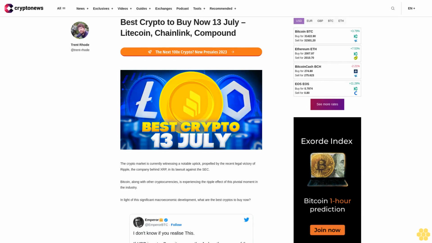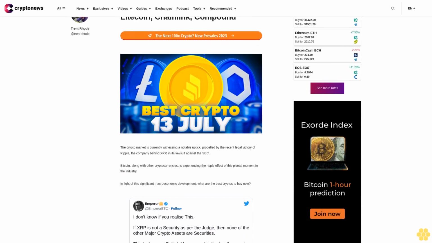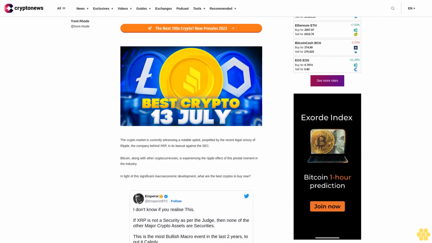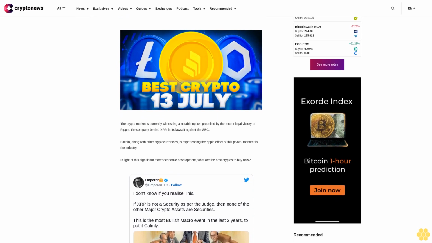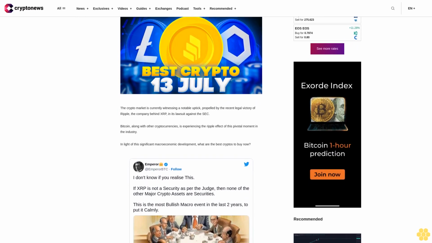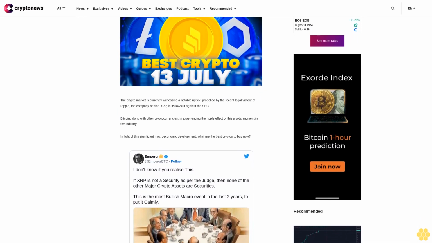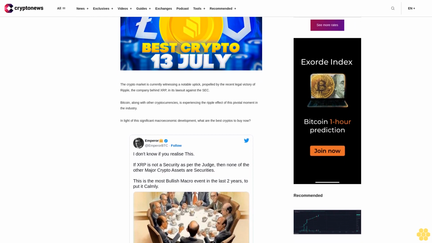Best crypto to buy now 13 July, Litecoin, Chainlink, Compound. The crypto market is currently witnessing a notable uptick propelled by the recent legal victory of Ripple, the company behind XRP, in its lawsuit against the SEC. Bitcoin, along with other cryptocurrencies, is experiencing the ripple effect of this pivotal moment in the industry. In light of the significant macroeconomic development, what are the best cryptos to buy now?